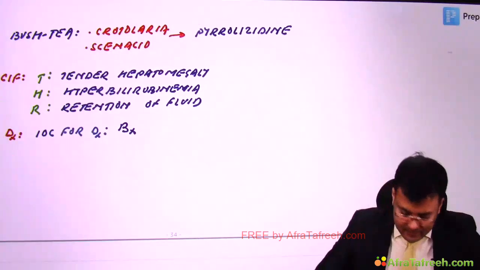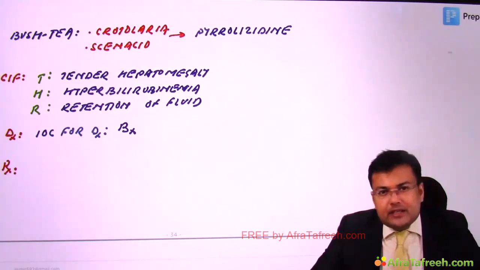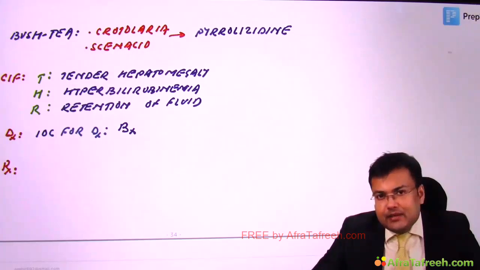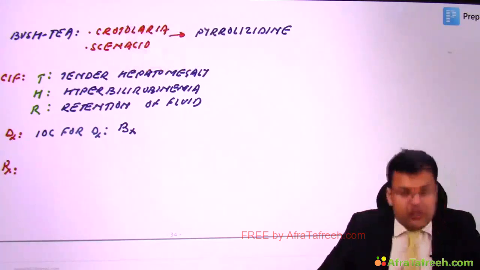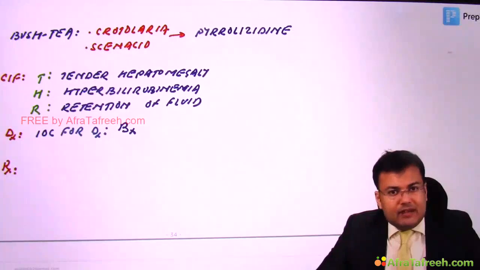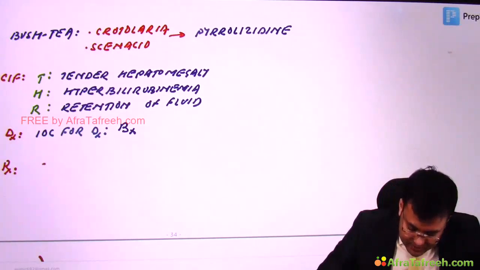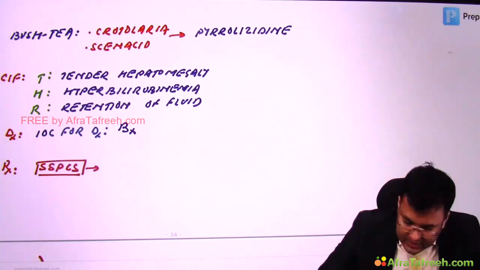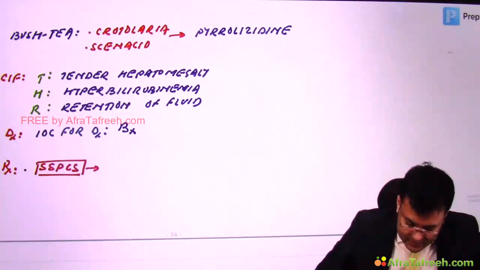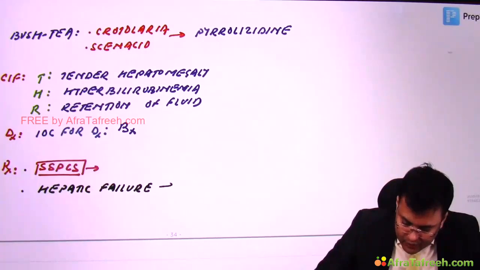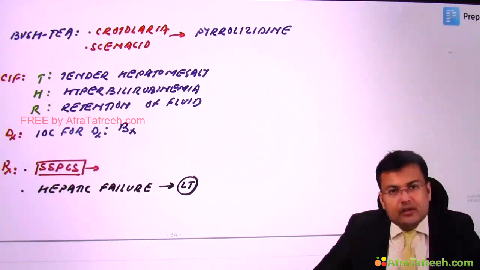Now coming to the treatment. Here treatment is a bit easier. Why? Because here the IVC is patent. What's the good thing about this condition is that the IVC is patent. So what is the treatment option? SSPCS, the side to side portocaval shunt. And if the patient is having hepatic failure, in that case we go for liver transplantation, right?